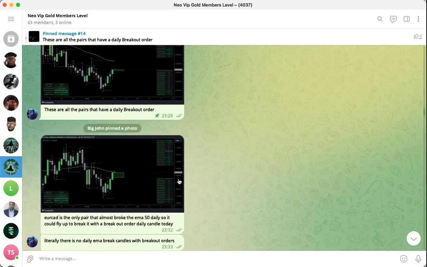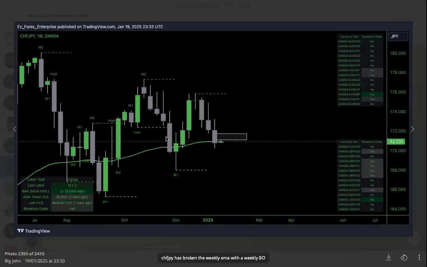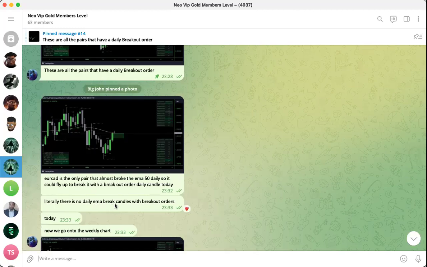Okay, so now when we go down here, you can see I already told everybody here. I said EuroCAD is the only pair that almost broke the 50 daily moving average. So I said EuroCAD is the only pair that almost broke the EMA 50 daily. So it could fly up to break it with a breakout order. Breakout order daily candle today. Literally, there is no other daily EMA break candles with breakout orders.